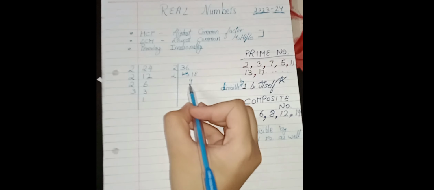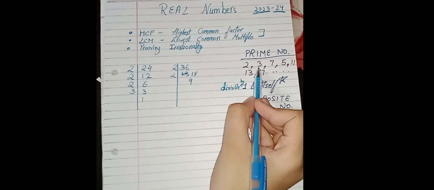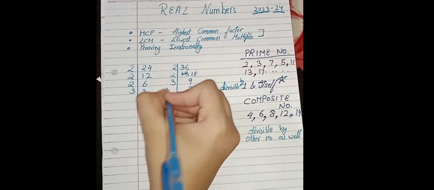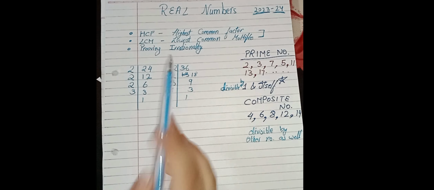And then like here 9 is not divisible by 2. So is it divisible by 3? Yes, it is. 3 3 than 3 is also divisible by 3. So this is the prime factorization of 36.